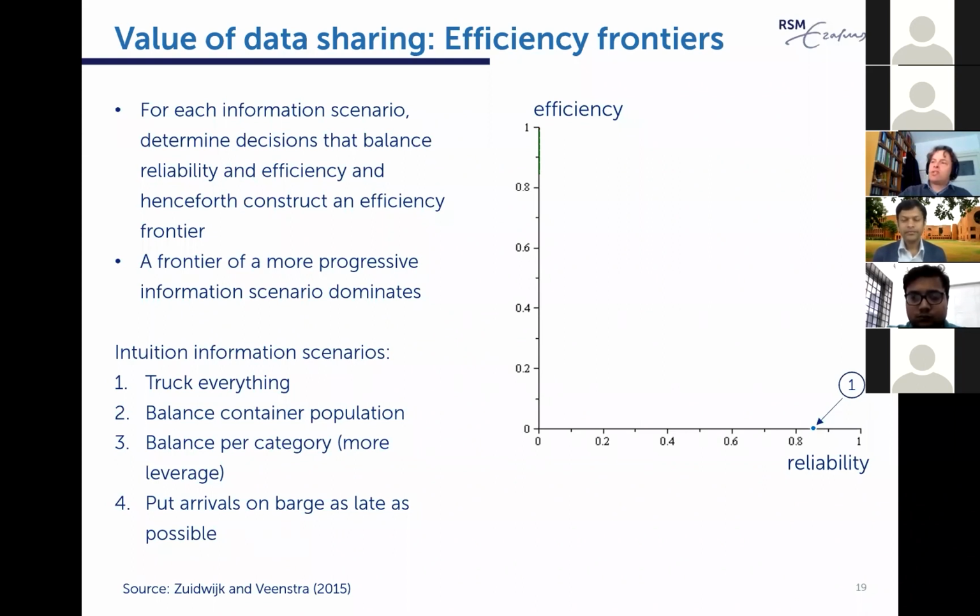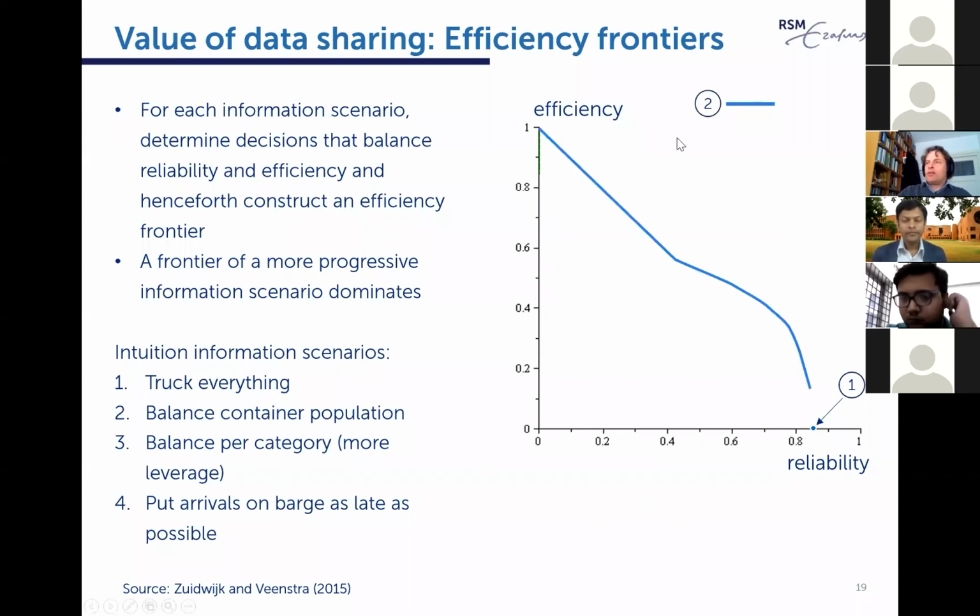We use an efficiency scale between 0 and 1, where efficiency 0 demarcates trucking everything ad hoc, and efficiency 1 indicates everything is barged. Two extremes. Reliability is the fraction of containers, between 0 and 1, that arrive on time.